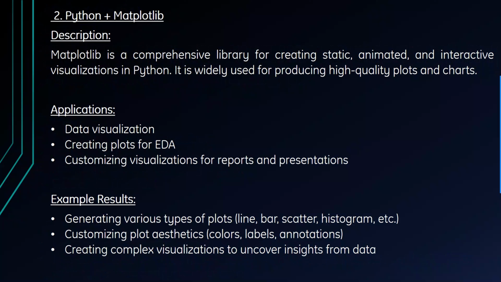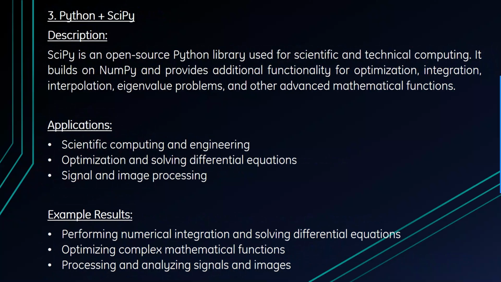Moving on, we have SciPy. SciPy is an open source Python library used for scientific and technical computing. It builds on NumPy and provides additional functionality for optimization, integration, interpolation, eigenvalue problems, and other advanced mathematical functions. So any kind of mathematical equations to be used in the program, we can use SciPy.